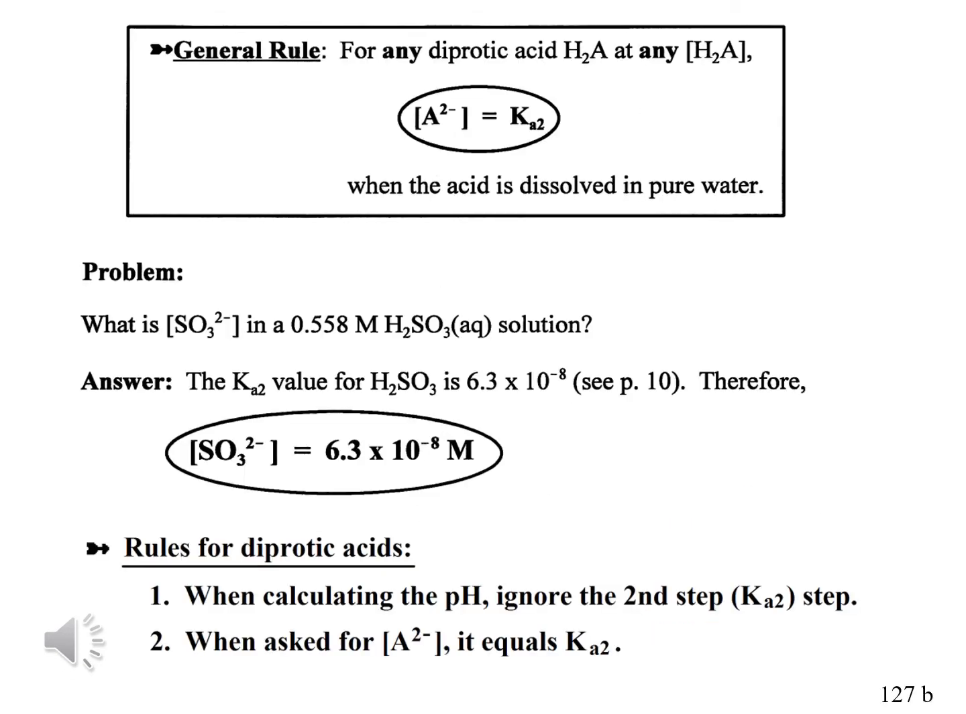So for the questions I ask about diprotic acids, I only want you to know those two things at the bottom of this page. If you're calculating the pH, you use only the first step and you do a weak acid problem. If you're asked for the A2- ion, you just look up the Ka2. I could show you an equation where you can calculate the new concentration of the A2- ion at different pHs, but I'm not going to do that.